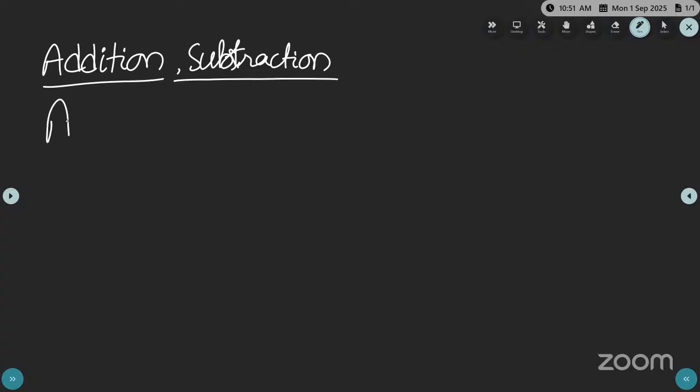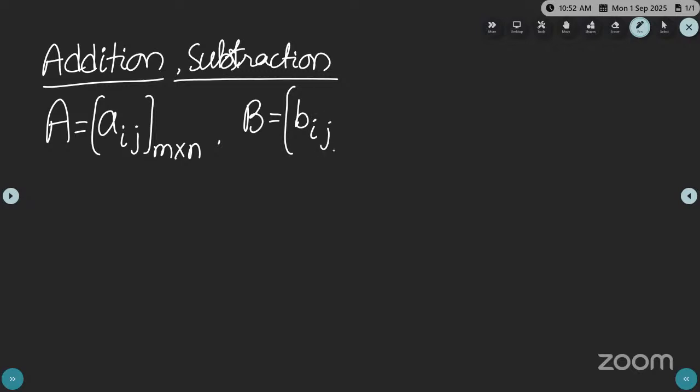Okay. If A equals A_ij of order m by n, and B equals B_ij of order m by n.